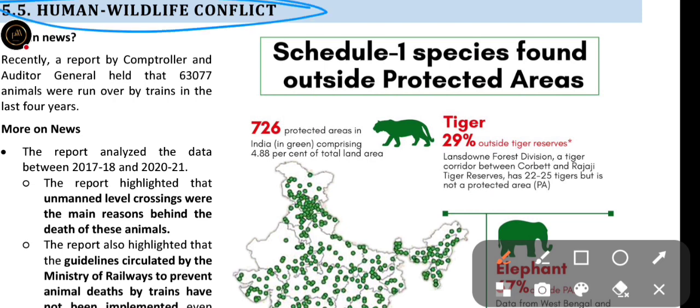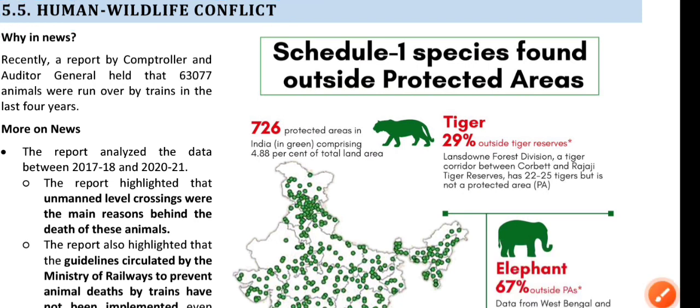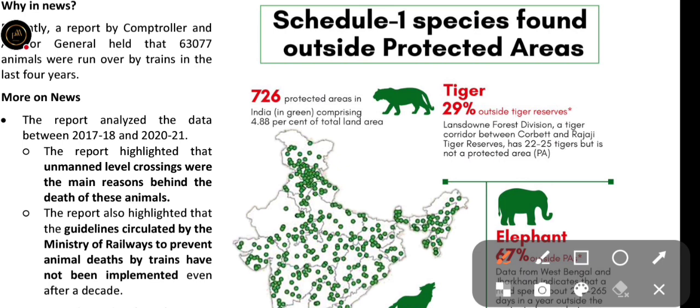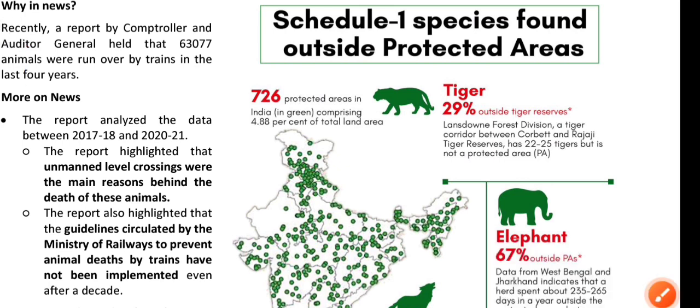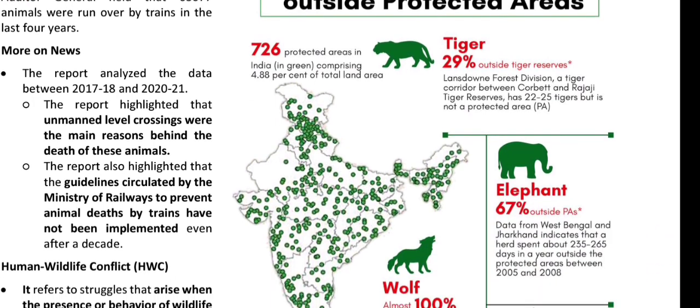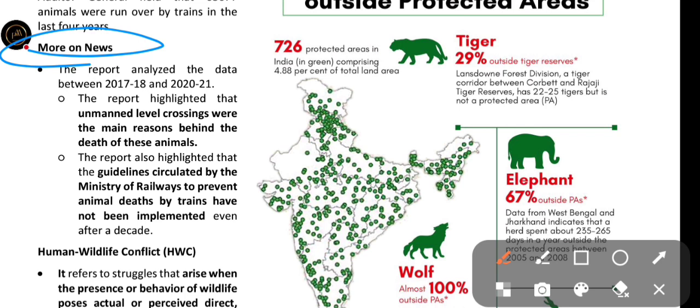And next is human wildlife conflict. Okay, so why was it in the news? Because recently a report by the Comptroller and Auditor General, that is CAG, held that 63,077 animals were run over by trains in the last 4 years. Why? Because of many reasons. The report analyzed the data between 2017-18 and 2020-21. The report highlighted that unmanned level crossings were the main reason behind the deaths of these animals.